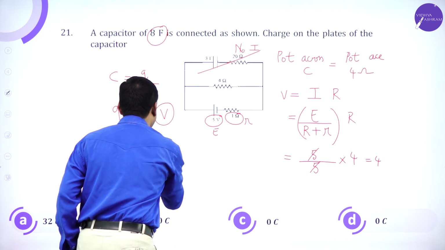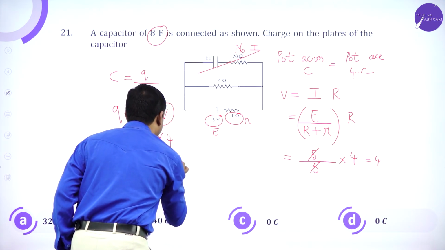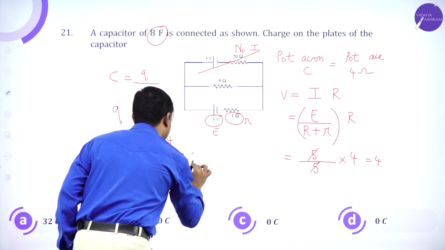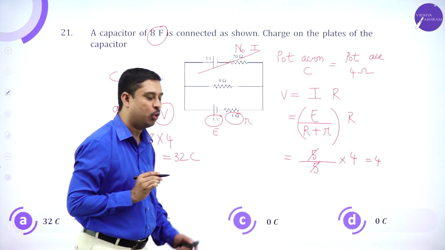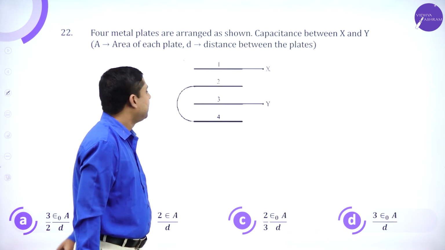Therefore, what is Q now? C is 8, V is 4. So this is 32 coulomb. So the answer is 32 coulomb. Next one.